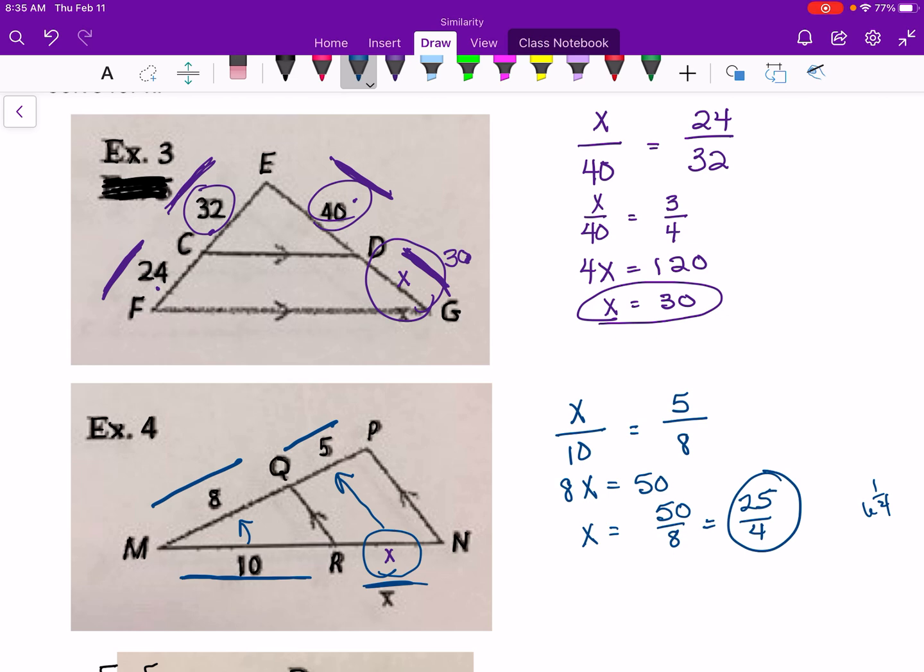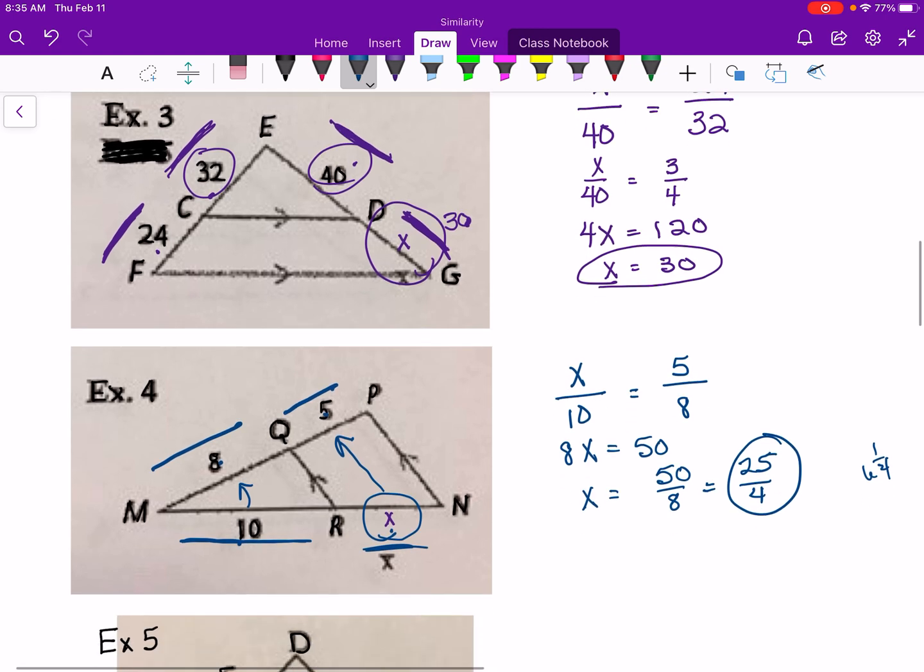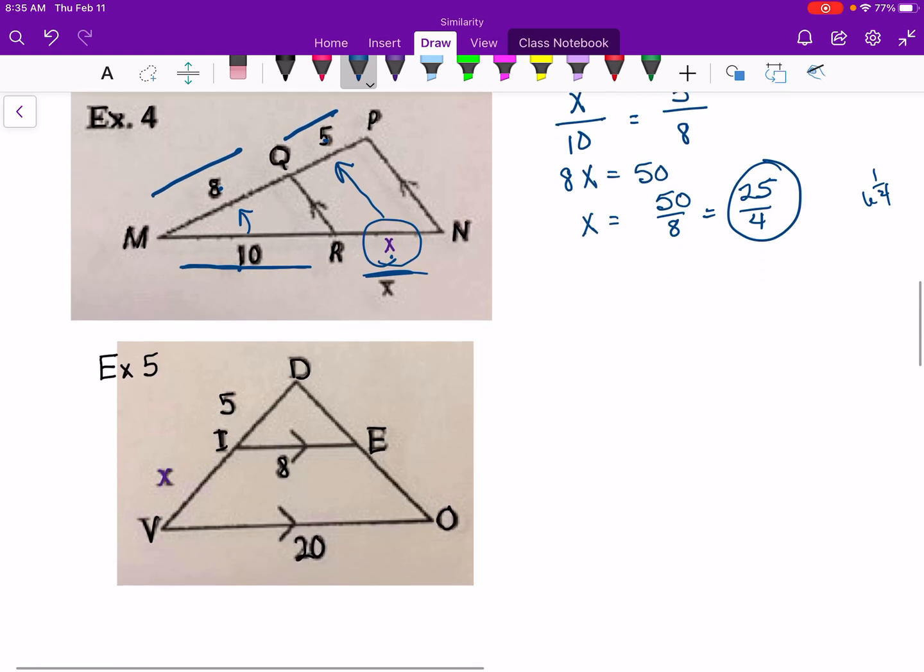Make sure it makes sense. 5 is less than 8. 6 1/4 is less than 10. Looks like we have the right answer. And we could plug it back into our proportion and double check it if we prefer. Both of those were set up pretty much the same way. The order I wrote things down varied a little bit, but it still gave us the same idea.